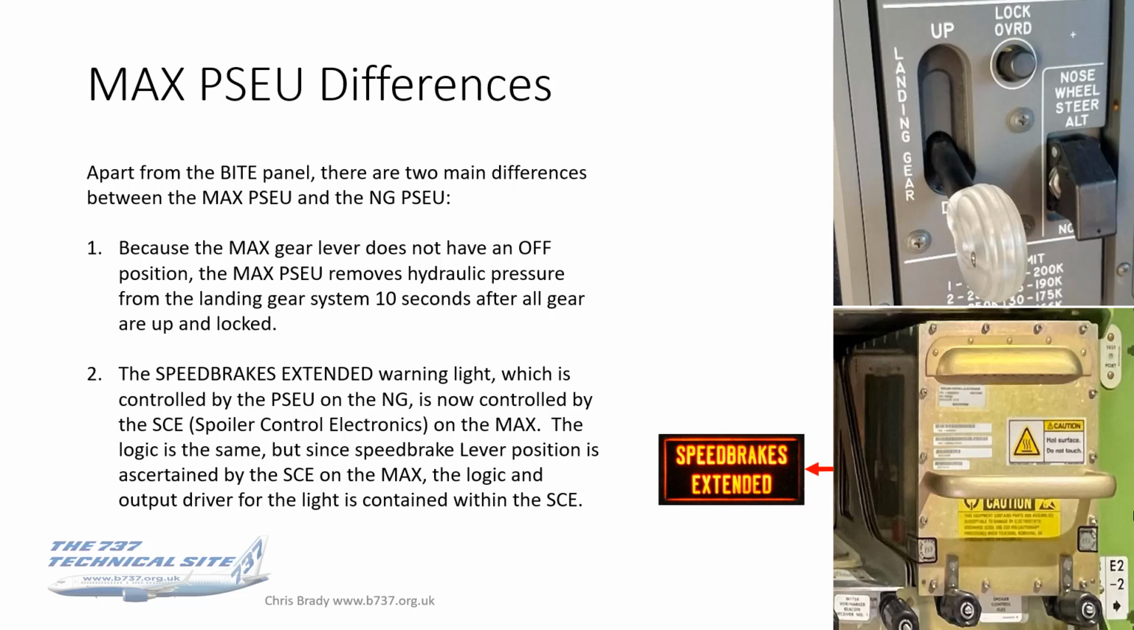The second big difference was that the speedbrake extended warning light, which is controlled by the PSEU on the NG, is now controlled by the spoiler control electronics unit on the MAX. The logic's exactly the same, but since the speedbrake lever position is ascertained by the SCE on the MAX, the logic and the output driver for the light is contained within the SCE rather than the PSEU. So there we go, a subtle difference, absolutely transparent to us as crew. All the functionality is exactly the same. It's just that it now comes from the spoiler control electronics unit rather than the PSEU.